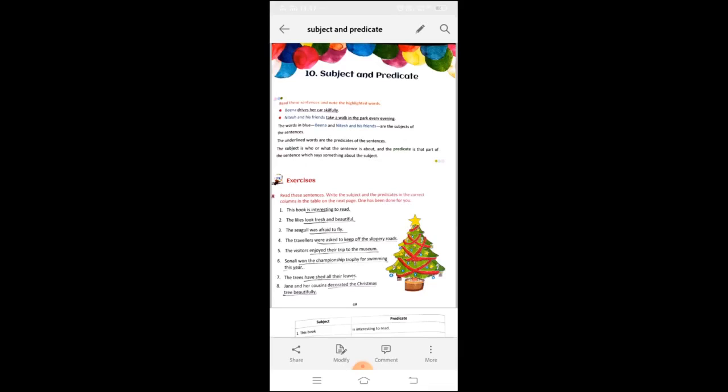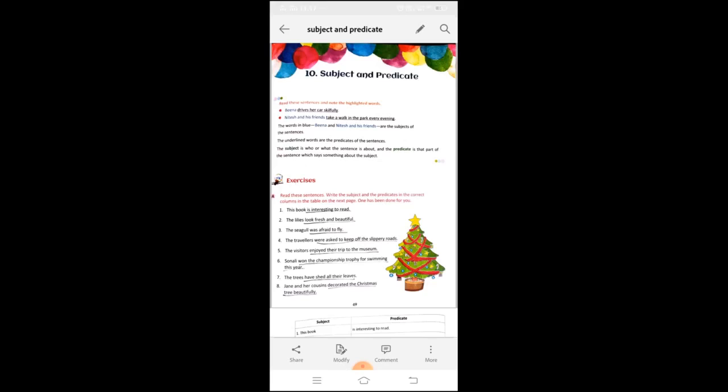Let us see another example. Nitesh and his friends take a walk in the park every evening. So who takes a walk? Nitesh and his friends. And what are they doing? Take a walk in the park every evening. So the answer of who is doing the action is known as the subject, and the answer of what the subject is doing is known as the predicate.